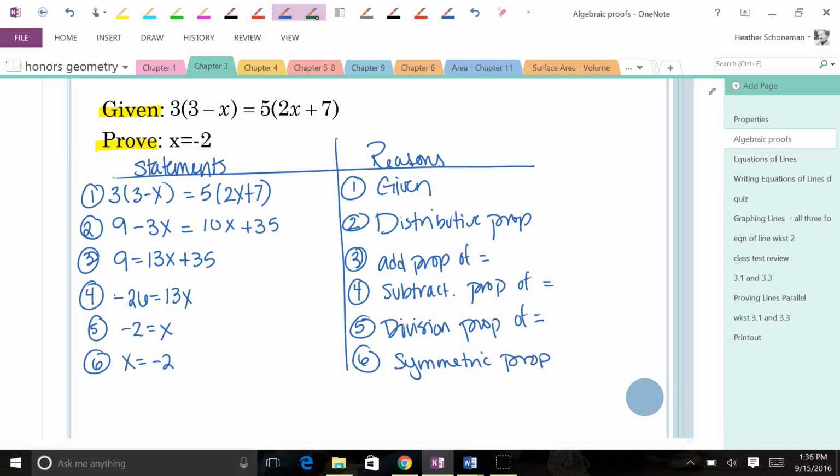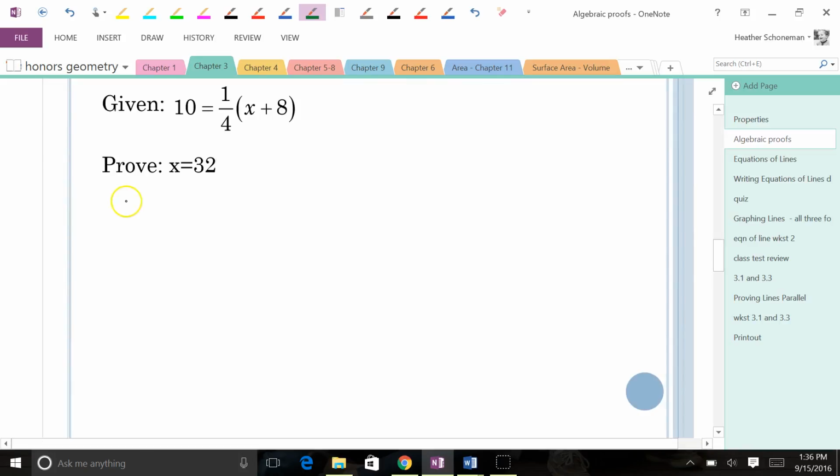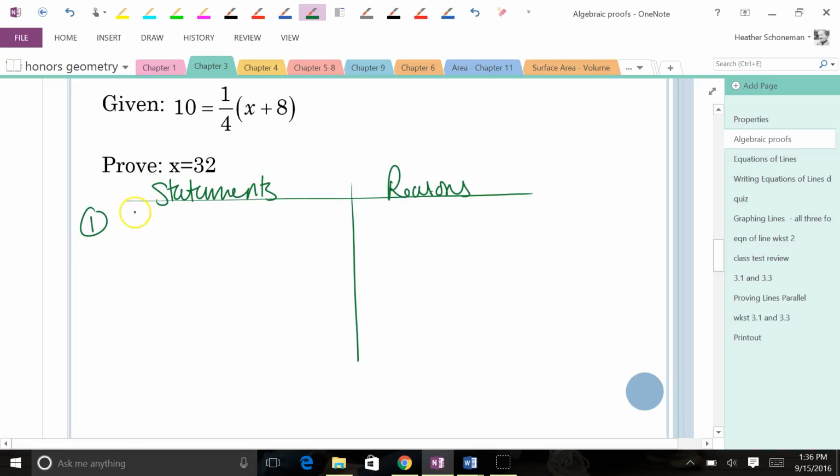Okay. Now, this isn't going to get much harder, but just different things come up, so that's what we're going to practice. So let's look at example 2. So I'm going to start by writing my statements and reasons. And then step 1, the first statement is always your given. And your reason is always given.